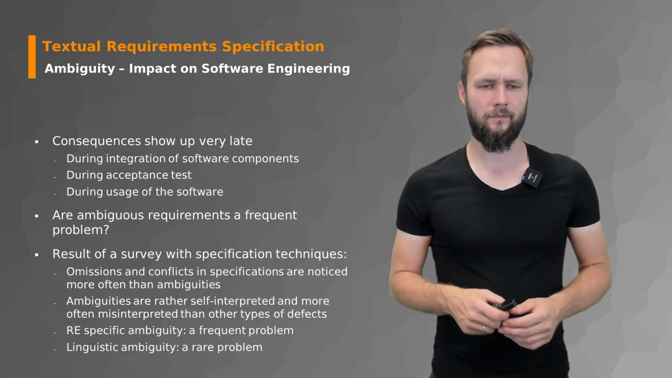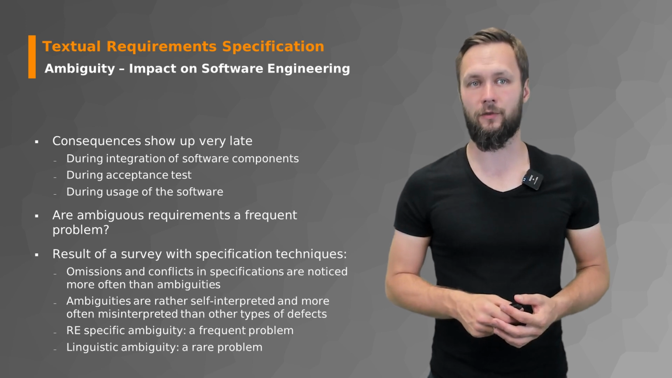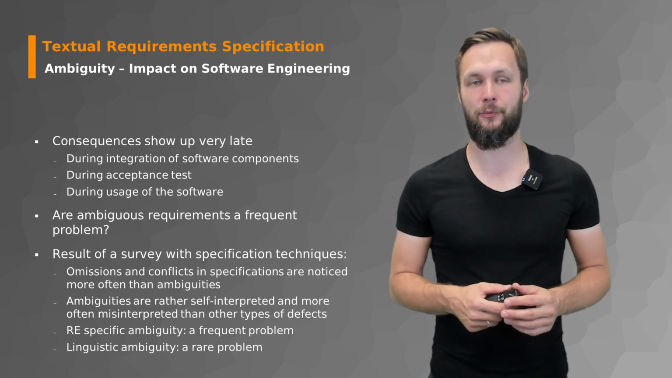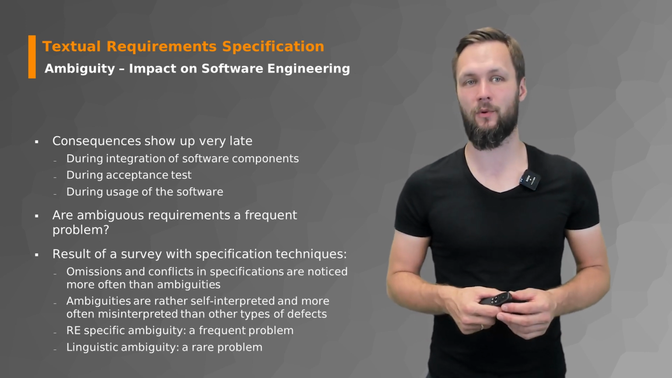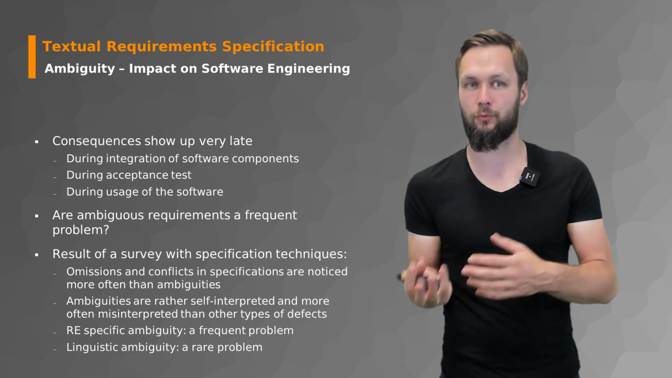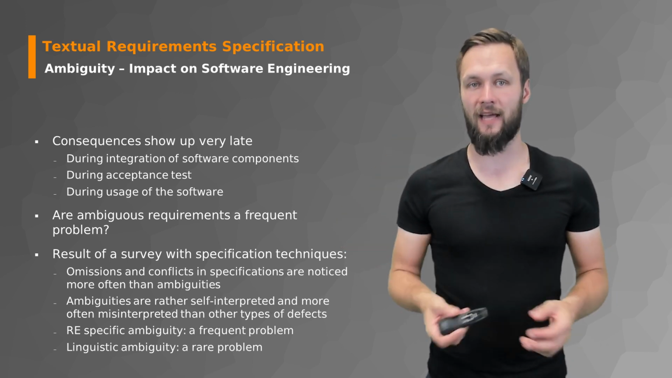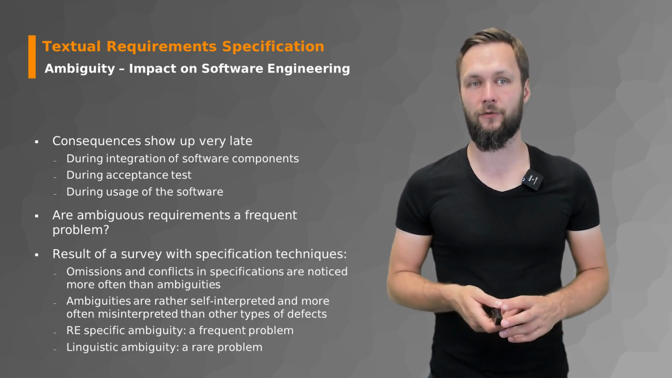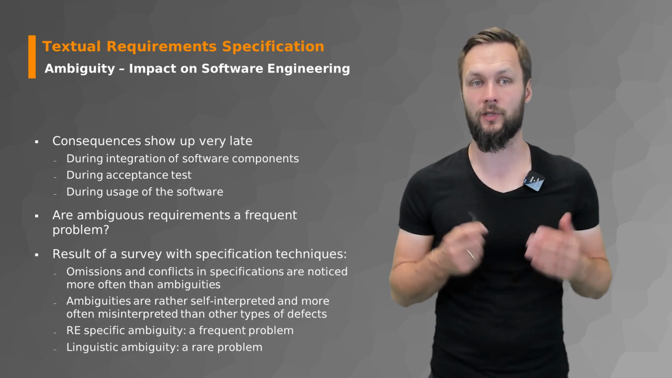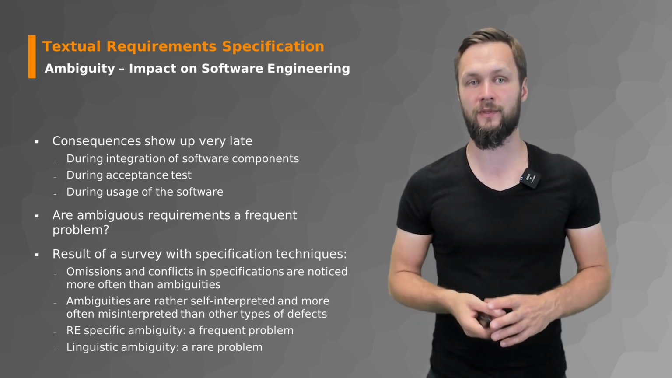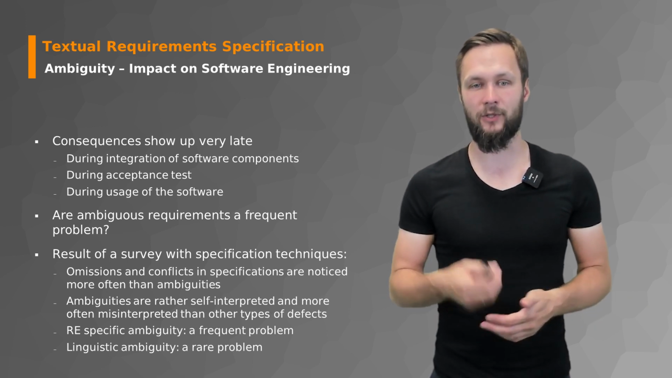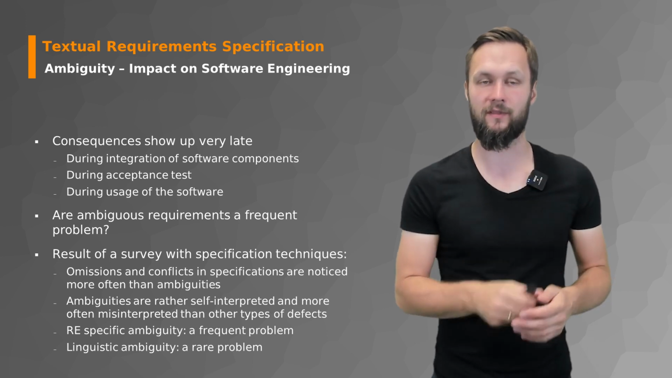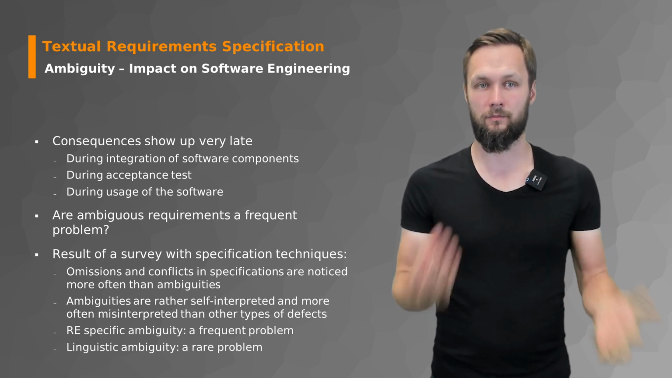But how does this now relate to the software engineering process? It is one of the major problems that tend to show up quite late. So ambiguity is the source of problems that show up very late. If you have ambiguous requirements, you might not notice this until the integration of software components or the acceptance test, or in the worst case, only when people start using the system, when multiple people come back to you who all expect different behavior from the system, which you can then trace back to an ambiguous requirement. So that's a big problem.